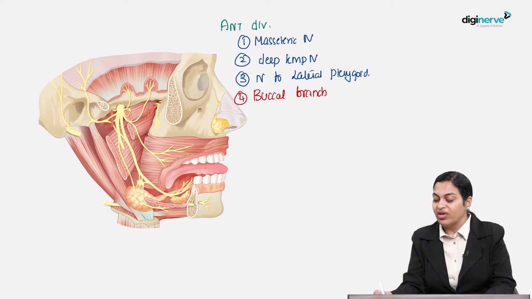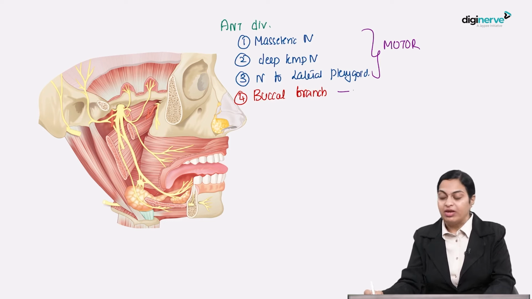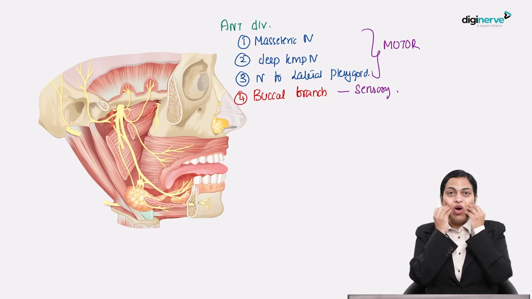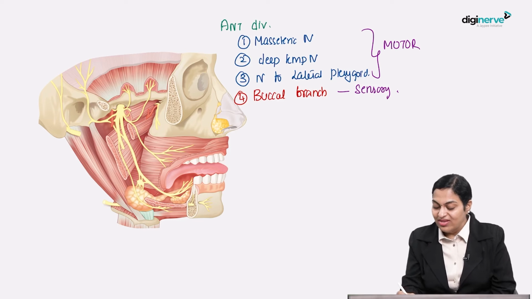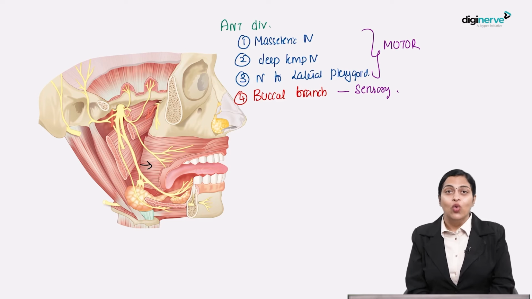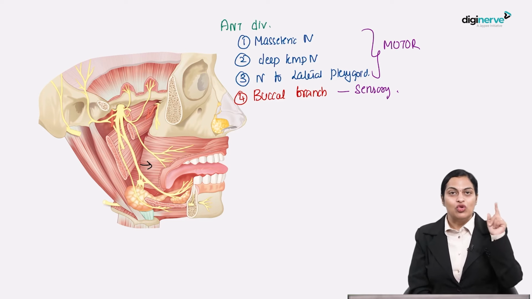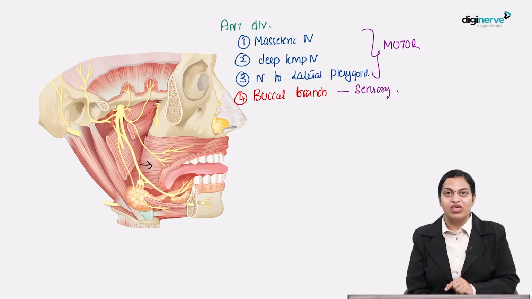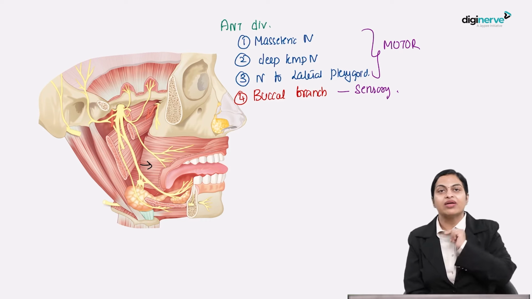Any guess why am I showing it in red color? Please remember, these three are motor. The buccal branch of mandibular nerve is sensory. Why should it be highlighted? There is a muscle over the cheek called buccinator, right? This is your buccinator muscle. And this buccinator muscle is going to be supplied by the lower buccal branch of facial nerve.